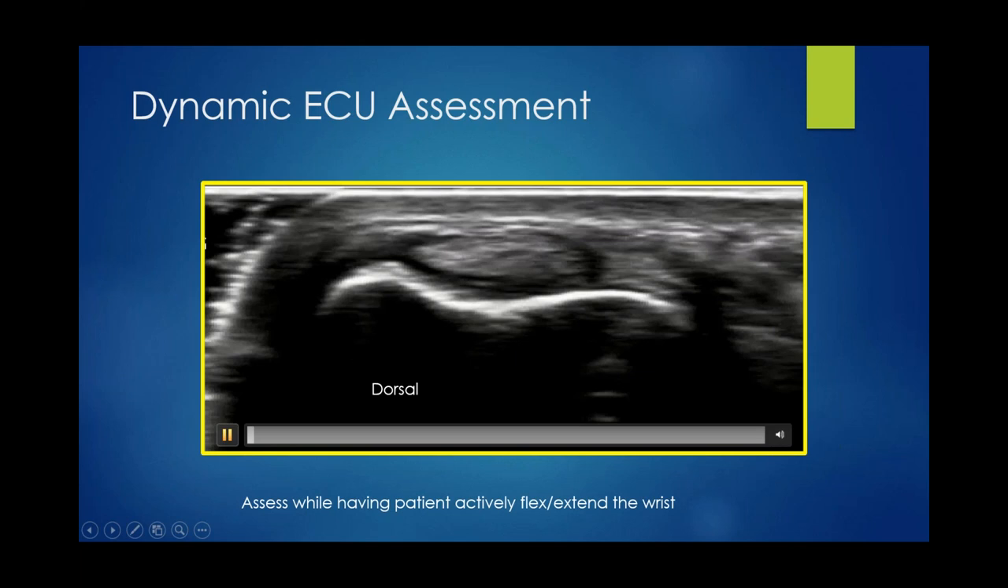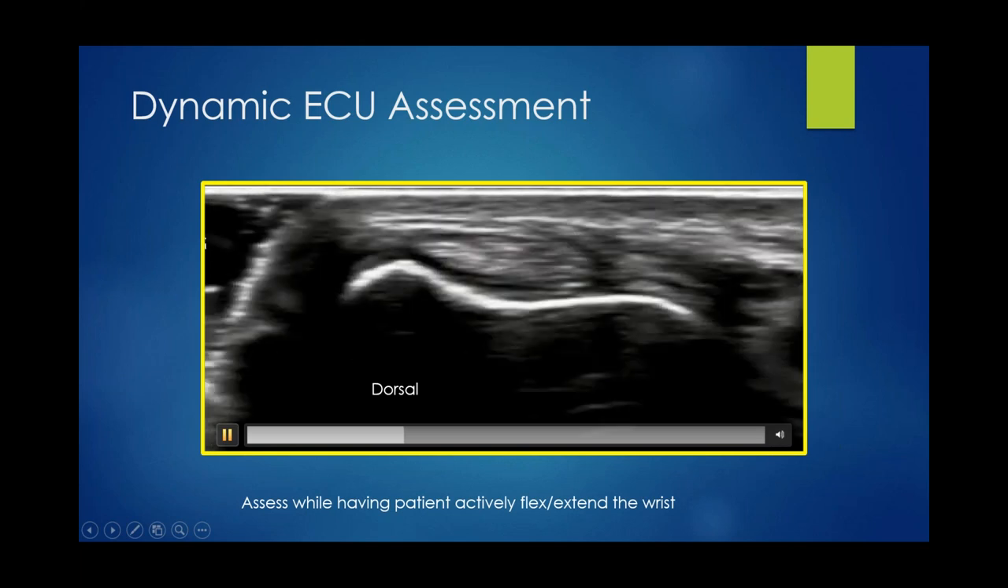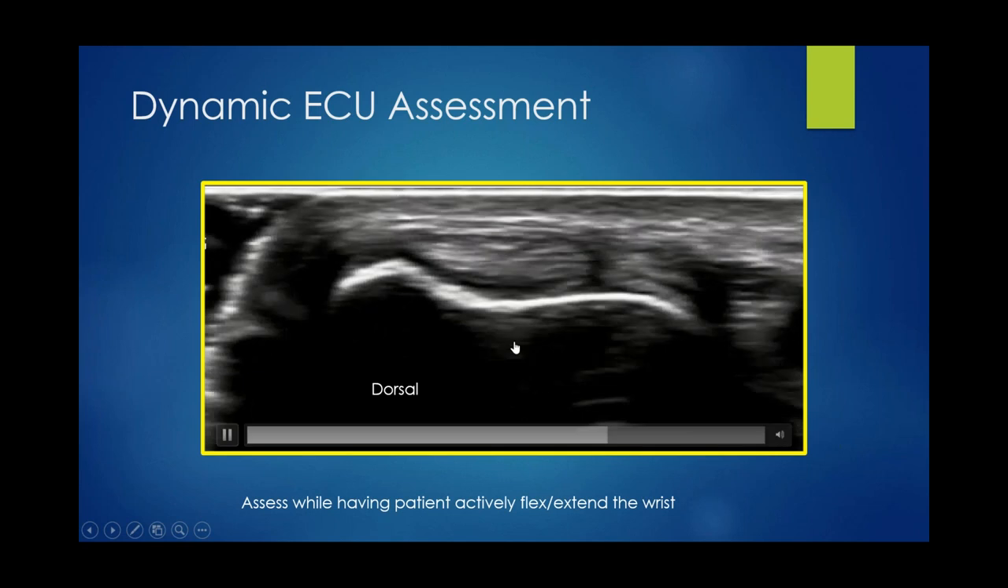This is a normal exam. As the flexion-extension is occurring, you'll see the movement of the tendon, but it's not moving out of the fovea of the ulna.